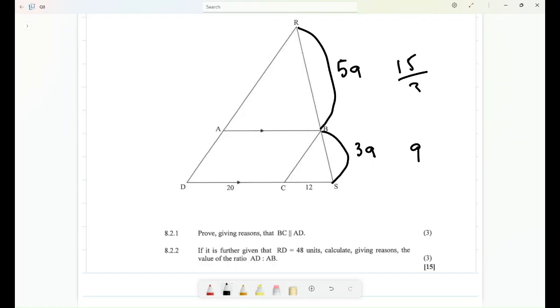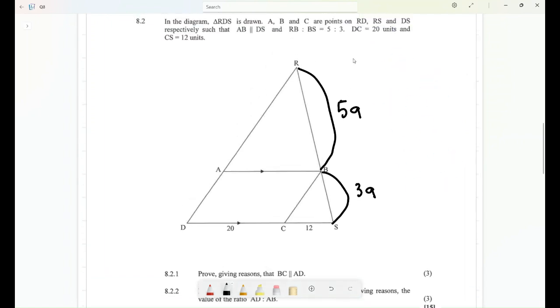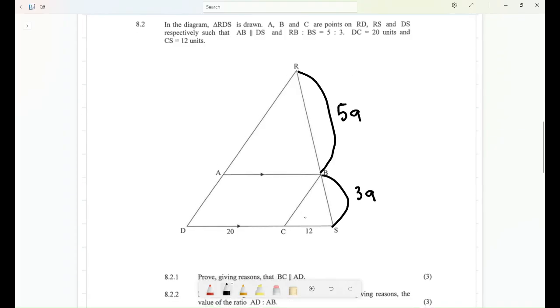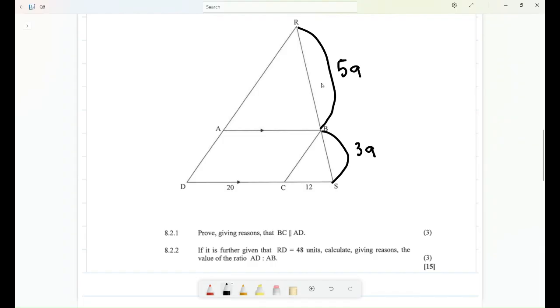So when I divide by 3 here and by 3 here, it gives me 5 to 3. So it is just the ratio. Hence I'm saying 5a. We do not know the exact lengths, and we are given the other information here. All right.